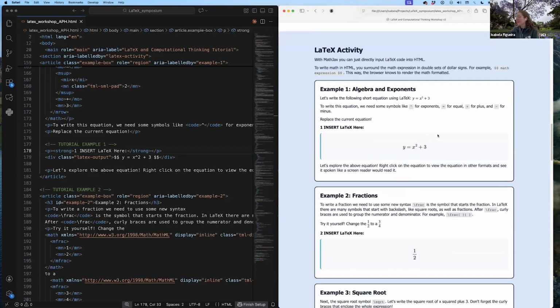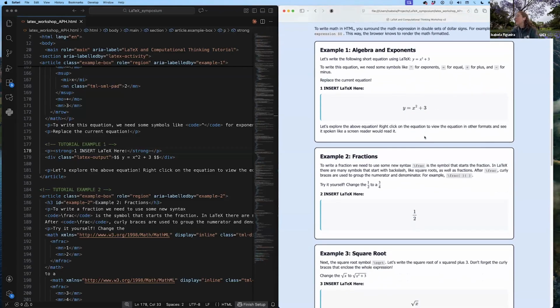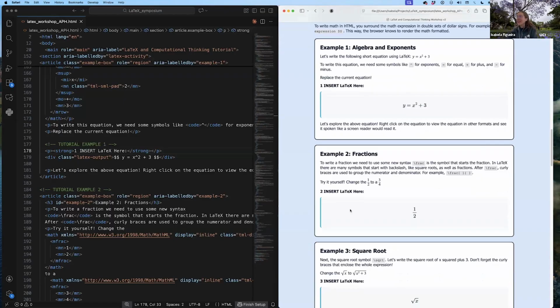All right, let's try example 2. In example 2, we're going to talk about fractions. We need to learn some new syntax for writing fractions.